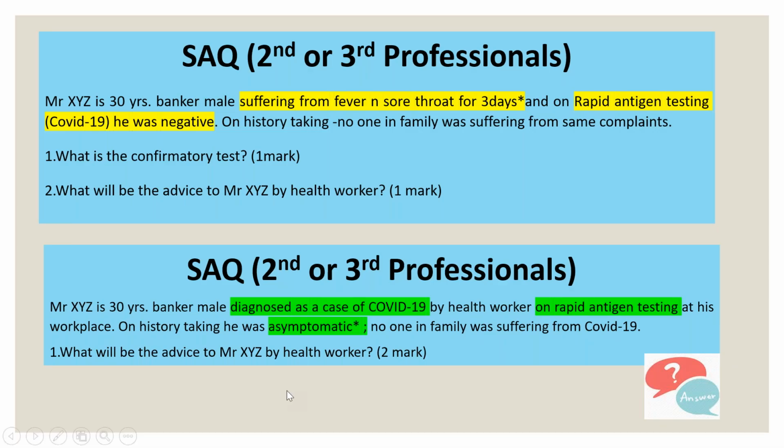For the short answer questions, which can again be utilized for the second or third professional during internal or summative assessment, the first scenario is: Mr. XYZ is a 30-year-old banker, male, suffering from fever and sore throat for the last 3 days. On rapid antigen testing, he was negative. Here we are again expecting COVID-19. And on history taking, there was no family member suffering from the same complaint.